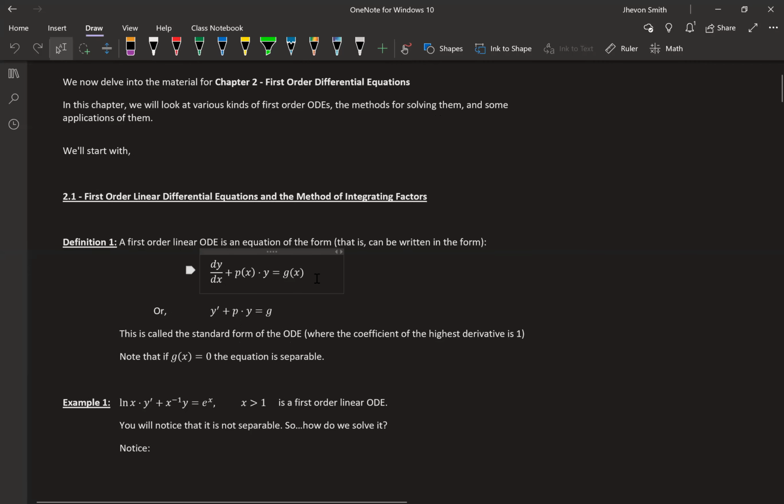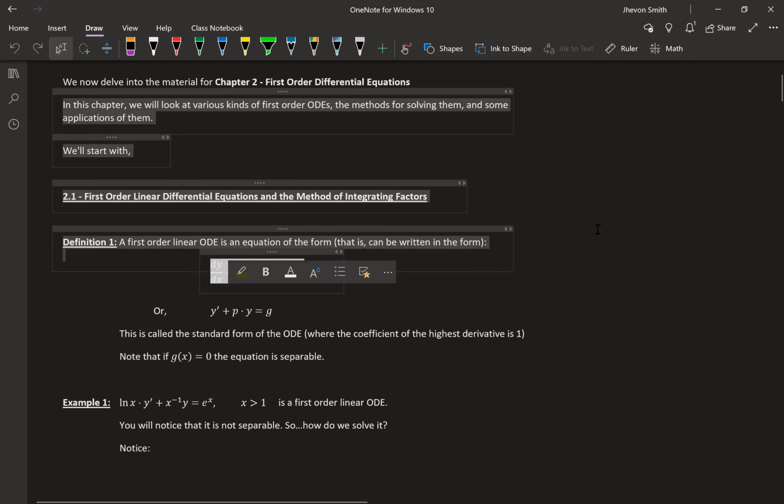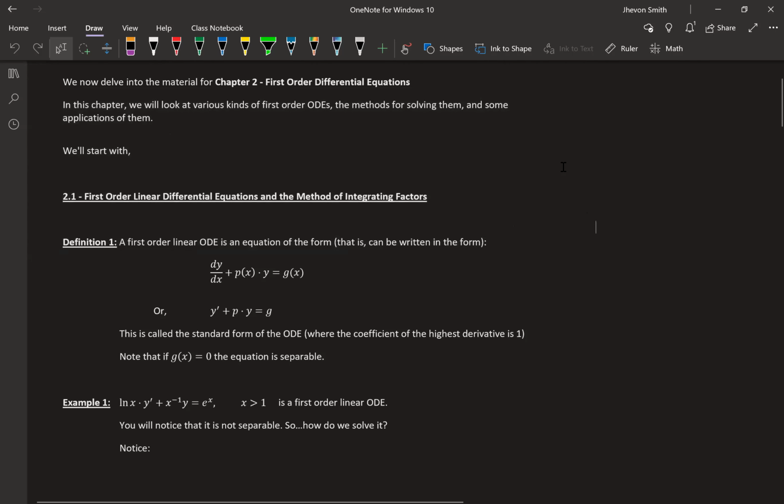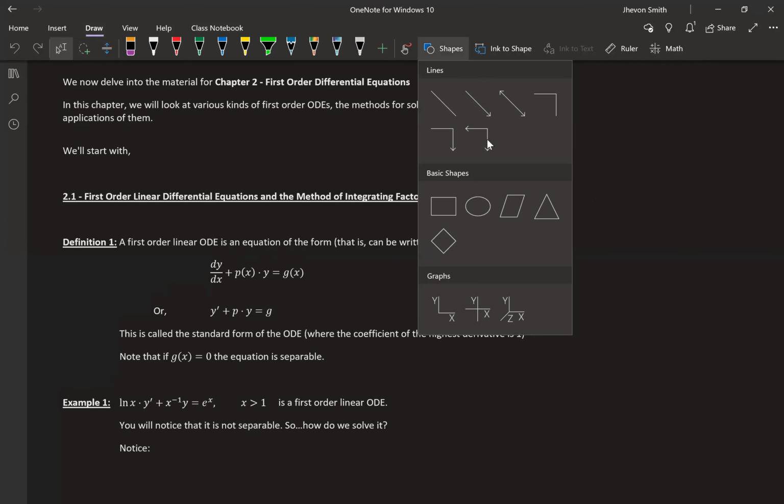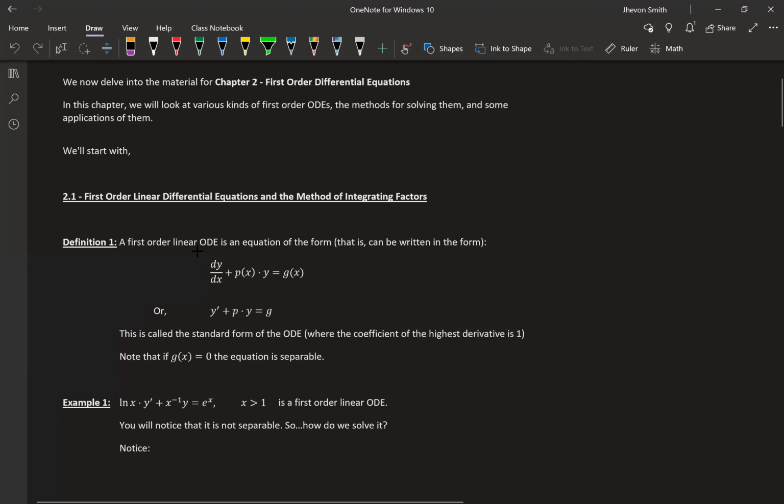It means you're looking at a differential equation that has this form right here: dy/dx plus some function of x times y equals some other function of x. If you have a first order differential equation and you can write it in that form, this is called a first order linear differential equation. This, by the way, is called the standard form of a first order linear differential equation.